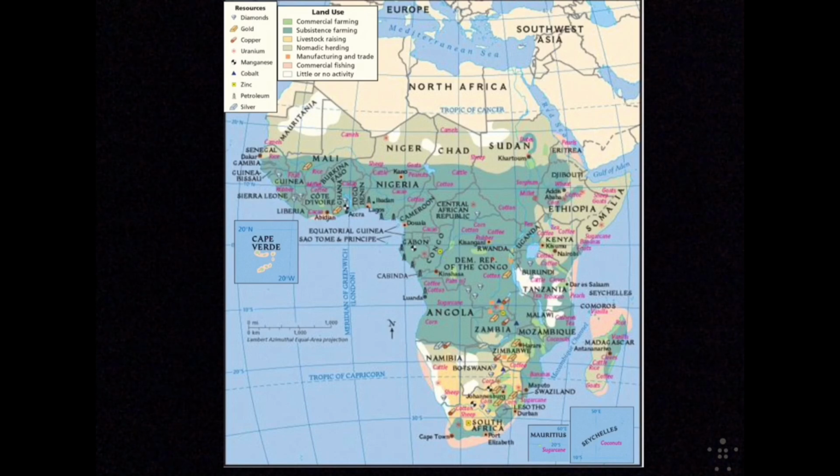Solar energy is also a natural resource that has been harnessed in this region, but sub-Saharan Africa, definitely important to remember it for its natural resources.